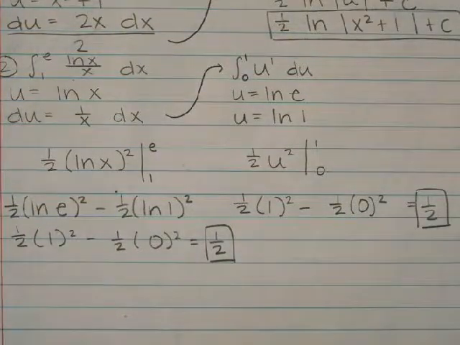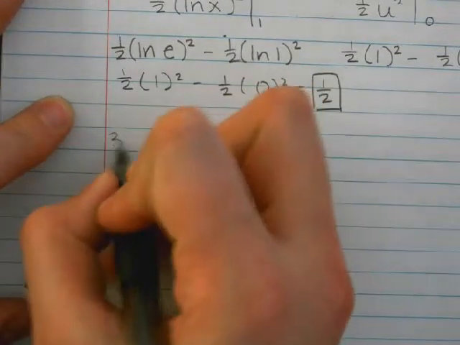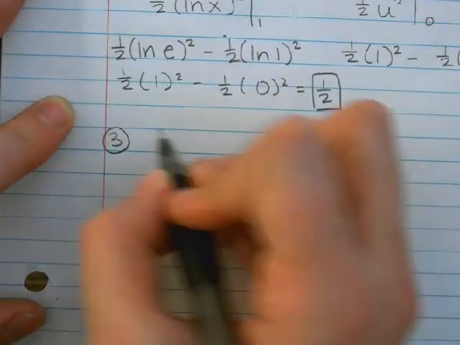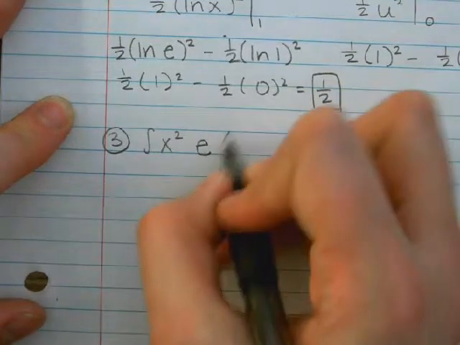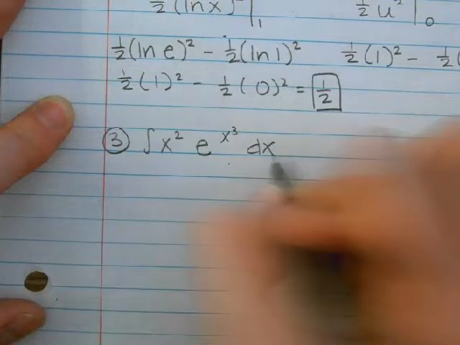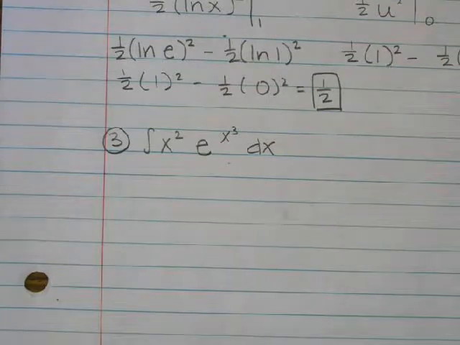Okay. That was example number 2. We're going to move on to number 3. So this one we're going to go back to indefinite. So we're going to evaluate x squared e to the x to the third dx. And we want to see if we can recognize what u should be and what the derivative of u would be.